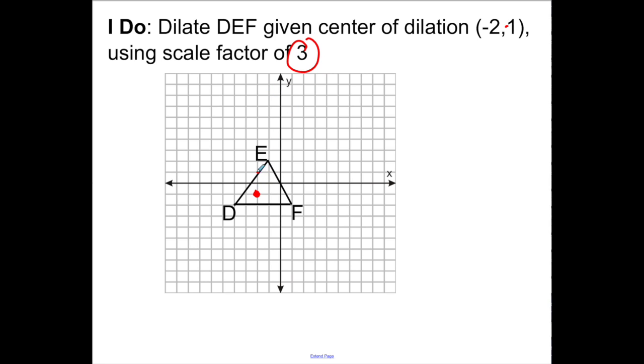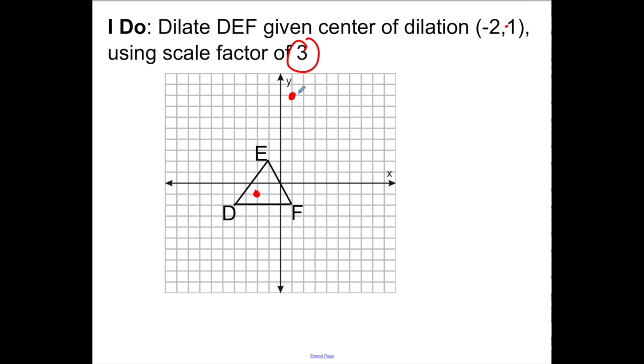Now notice the point of dilation is located inside. So think about this. This is going to be our explosion. It's going to push E out. It's going to push F down. It's going to push D down. Okay? So let's look at the slope. To get to E, I've got to go over 1 and up 3. Scale factor of 3. So now I've got to get 3 times as far.